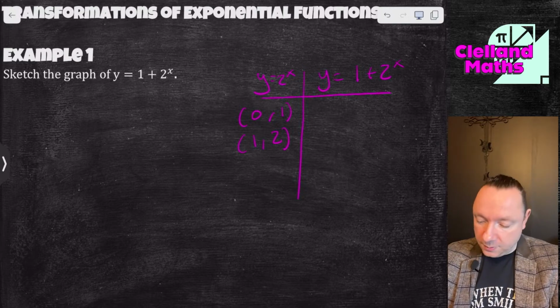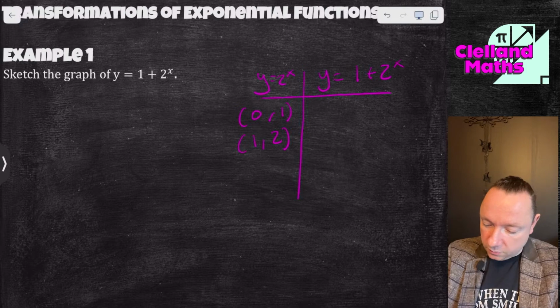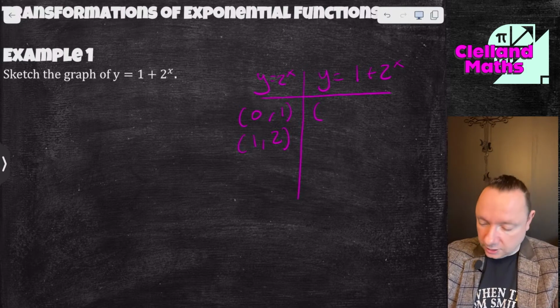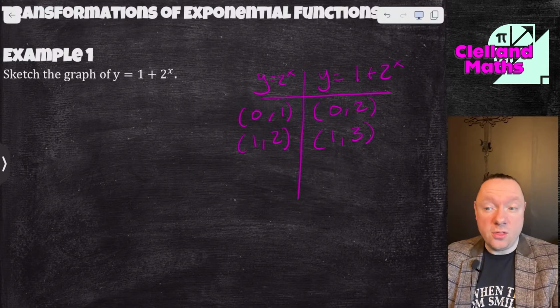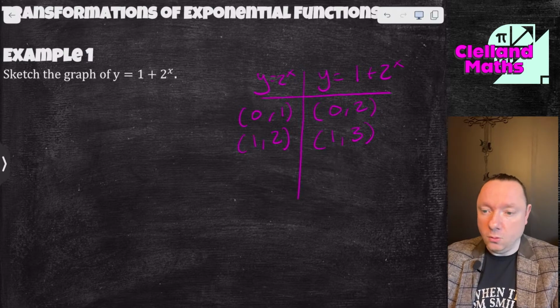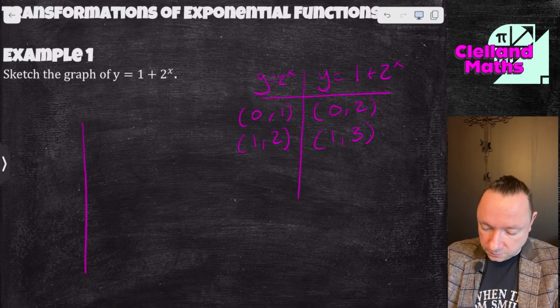Now we're looking at what happens when we add 1 to that. Well, if we add 1, the y part changes. 0 is not changing, but we're going to go to 2. And 1's not changing, but we're going to go to 3. So we get 0, 2, and 1, 3 is what we need to draw. We're going to get the same shape though, because there's not been any reflections.